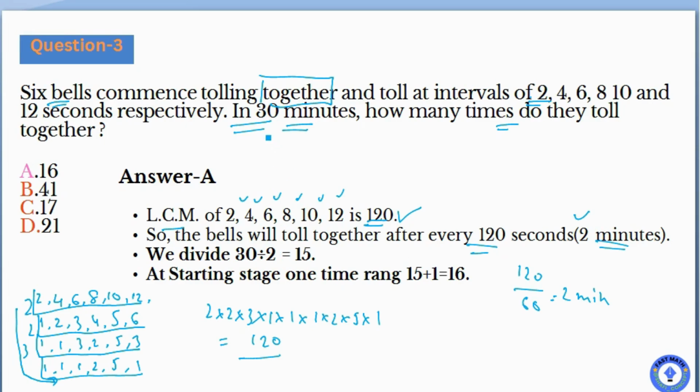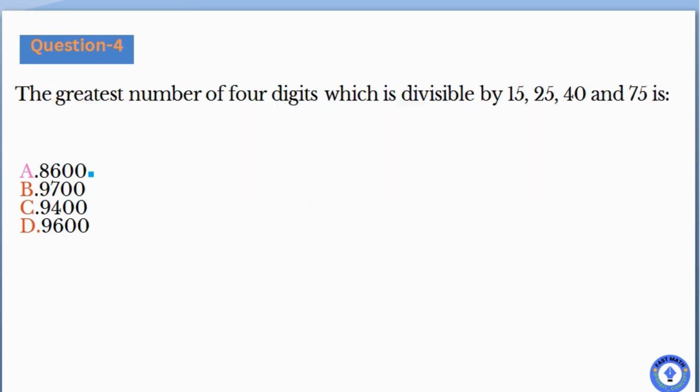But as per the problem, it has been asked in 30 minutes how many times they will ring together in total. That means you have to divide 30 by 2 minutes. What we have arrived at is 30 divided by 2, that is 15 times they ring together. But at the start, because the first bell starts initially, you have to add 15 plus 1, the answer will be 16. That is A. Let's move to the next question.